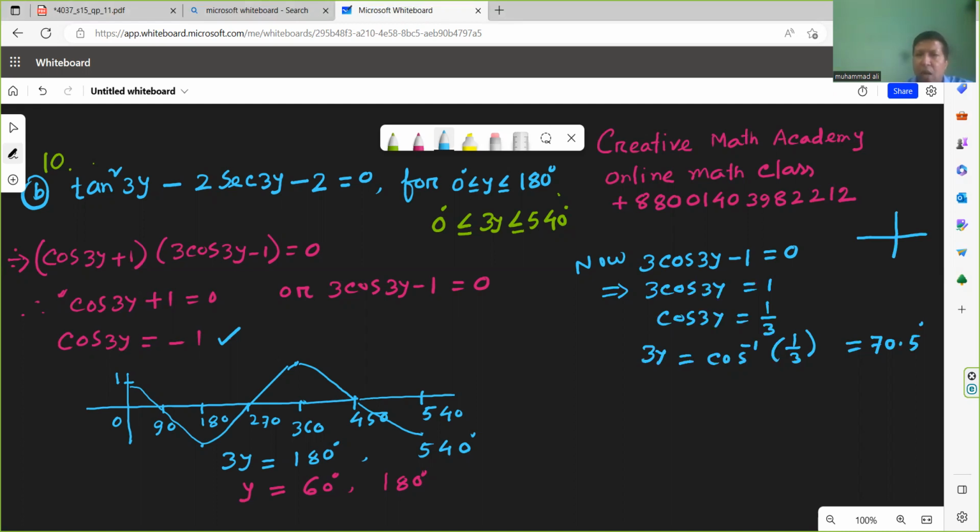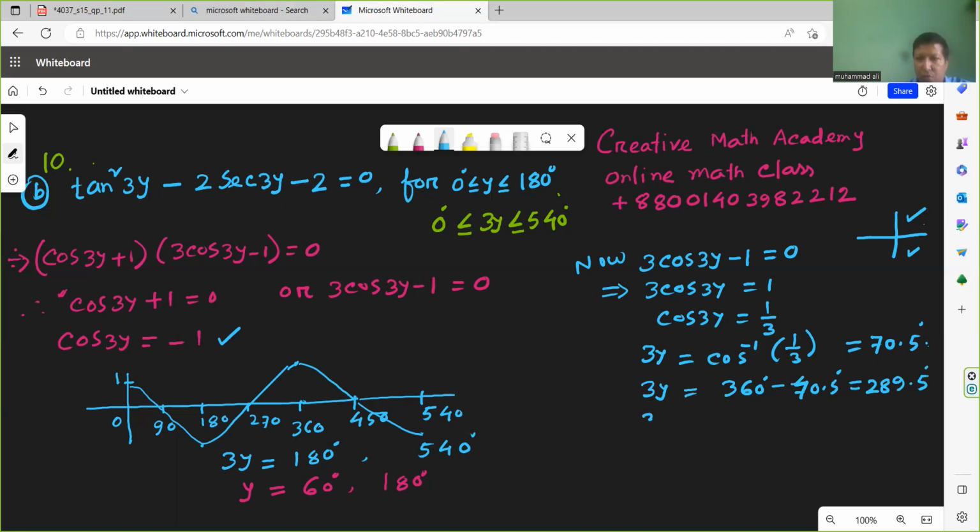So we will check where cos is positive. In the first revolution, cos is positive in the first quadrant and the fourth quadrant. Already you get the result in the first quadrant. If you want the fourth quadrant result, we have to subtract the 70.5 degrees from 360 degrees, and we get 289.5 degrees.